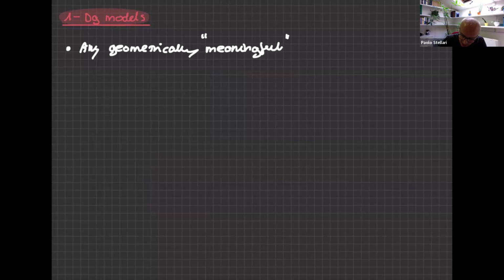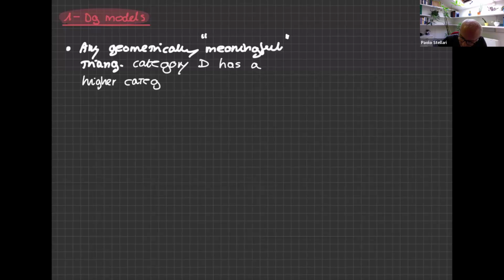So essentially the observation that any geometrically meaningful, and this goes in quotation marks, triangulated category D possesses a higher categorical enhancement.